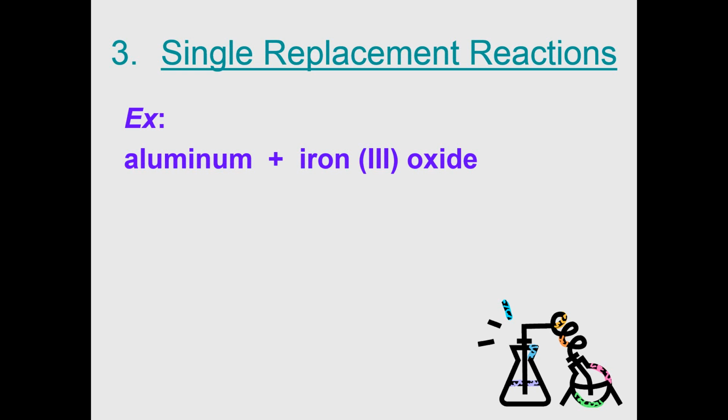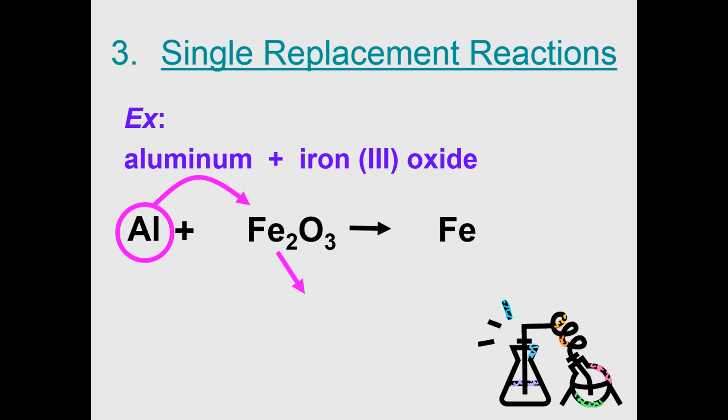Aluminum plus iron 3 oxide. When I look at these words, what I know is going to happen is aluminum and iron 3 ion are going to switch places. You'll get more into this in the next video, but just so you can see what happens with the actual elements in their formulas, here is aluminum. It's being added to iron 3 oxide, and when aluminum comes in and takes the place of iron 3, we have iron all by itself, and then aluminum making a formula with oxygen.